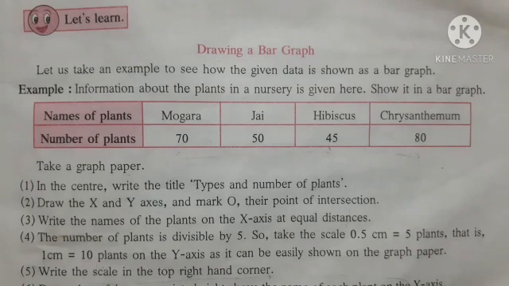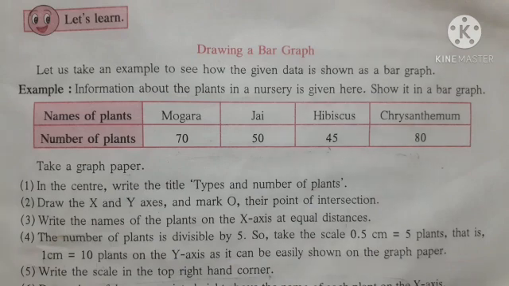Example: information about the plants in a nursery is given here. Show it in a bar graph. Children, you all can see the table where you have been given the names of plants as well as the number of plants. Now this data you have to show in a bar graph. Now let's discuss the steps.